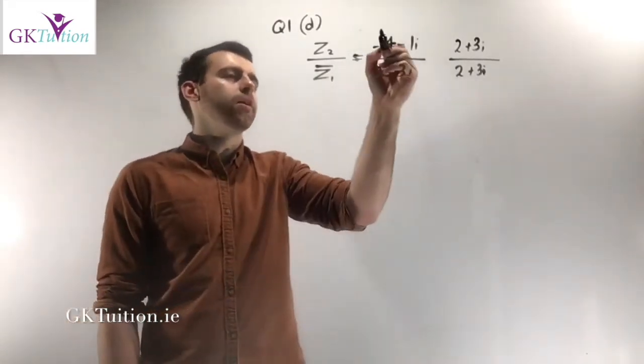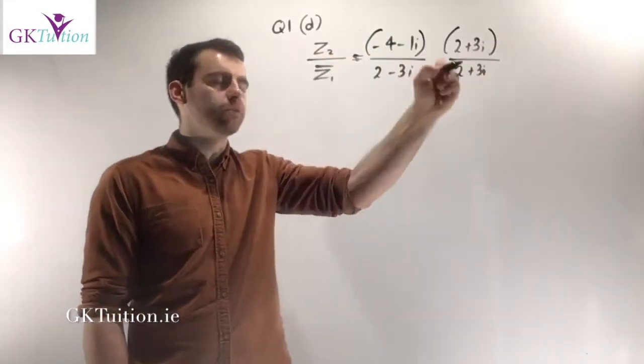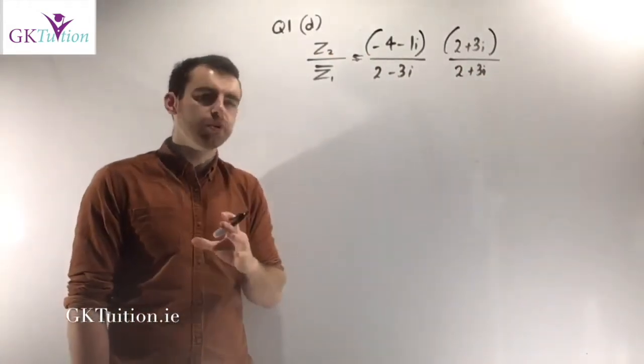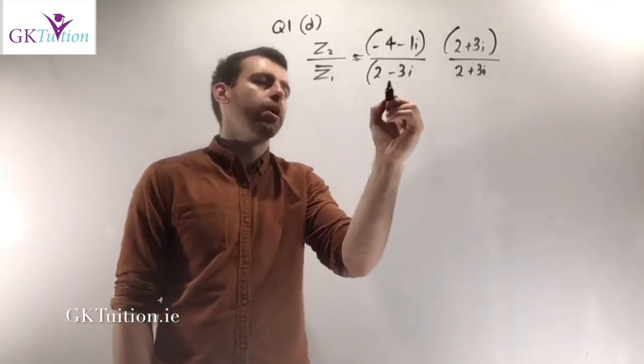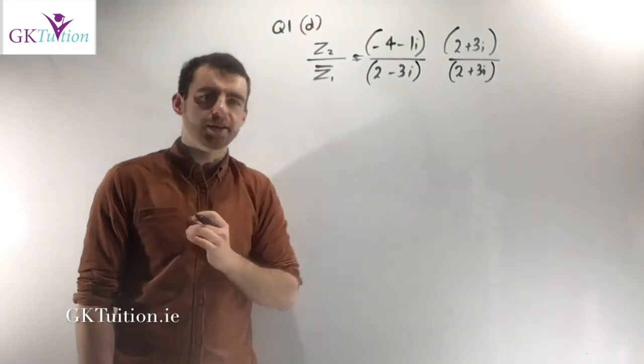On the top, I need to multiply minus 4 minus 1i by 2 plus 3i, and I'm going to multiply that out as double brackets. Once I've done that, I then need to multiply 2 minus 3i by 2 plus 3i, and I'll multiply that out as double brackets as well.